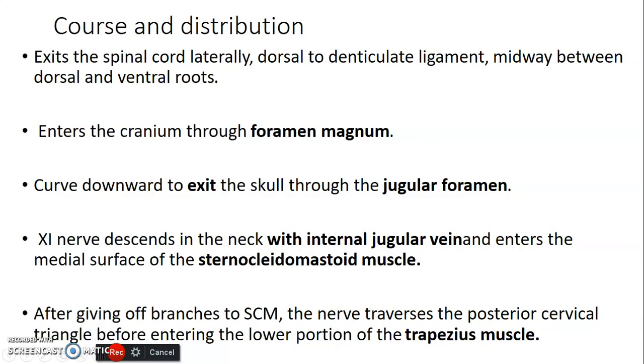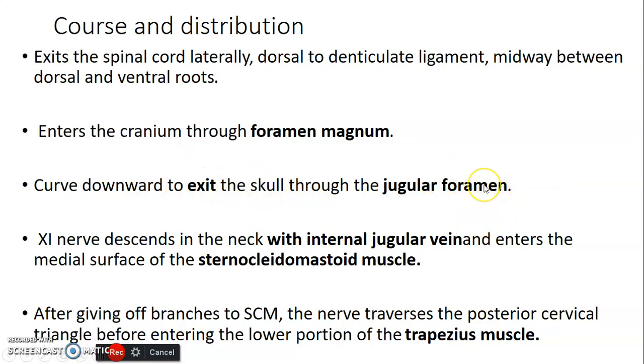So what's the course and distribution? The accessory nerve exits the spinal cord laterally, dorsal to the denticulate ligament, midway between the dorsal and ventral roots. Then it goes upwards from the spinal cord and enters the cranium through the foramen magnum. After it has entered the cranium, it curves downwards again to exit the skull through the jugular foramen.